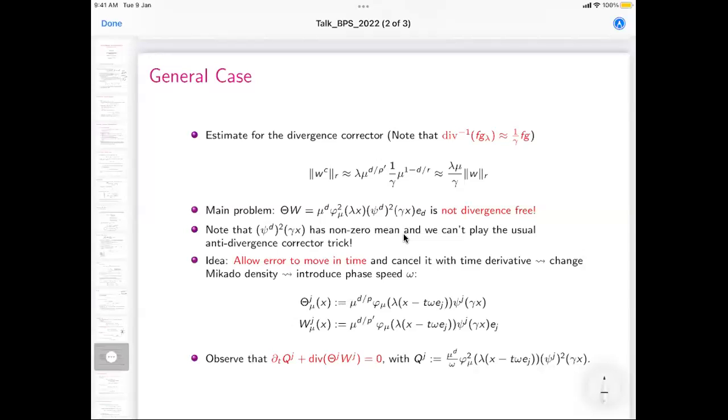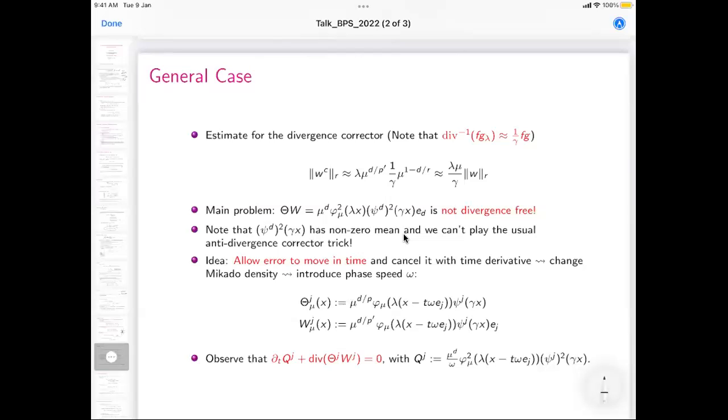But the last but not the least difficulty is that now I cannot make theta W, if I take the product, to be divergence-free, and also I cannot apply divergence inverse pretty, because this first oscillating guy, now this is a square, cannot have mean 0. So for applying this divergence inverse, you need things to be mean 0, which is not the case. So I cannot do that.